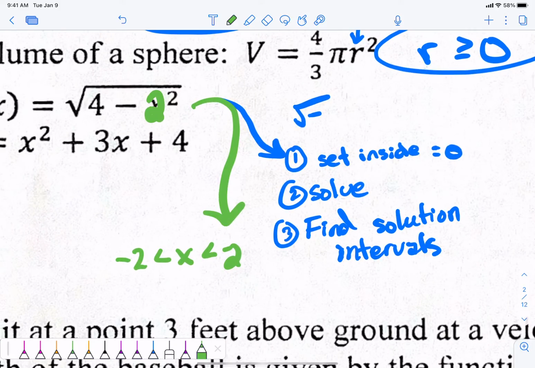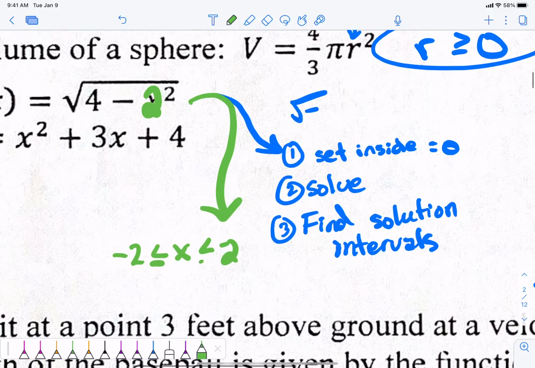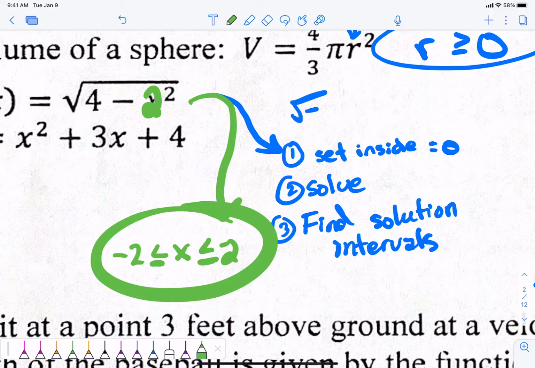If x was equal to 2, this would be 4 minus 2 squared, so 4 minus 4, which is 0. Can you take the square root of 0? Yes. So this is going to be my domain. Does that make sense? Okay, so when you have a square root, that domain error is a little bit harder.